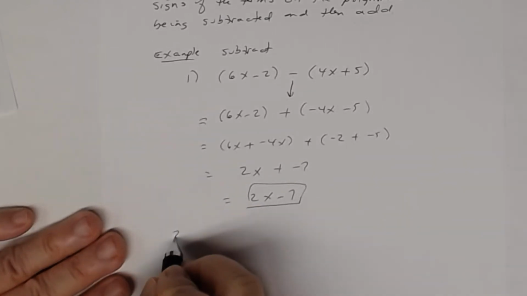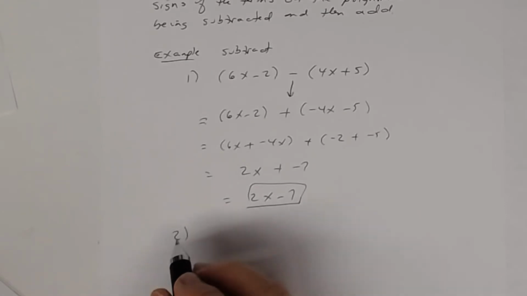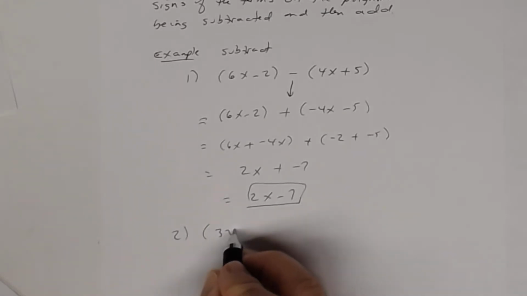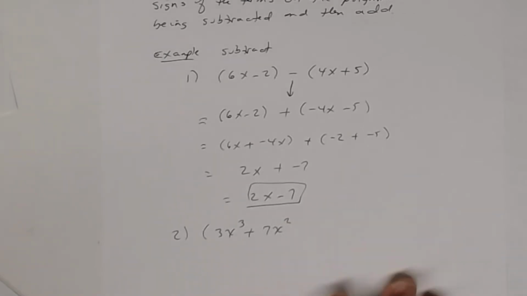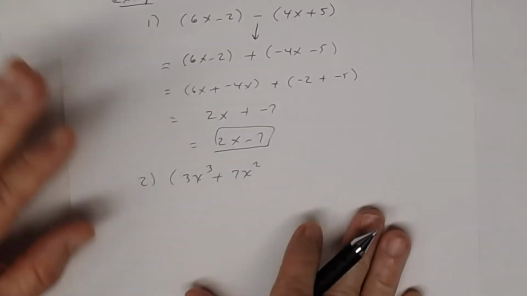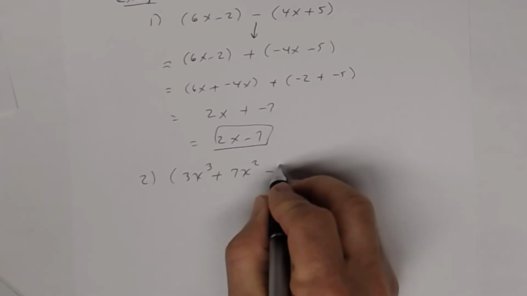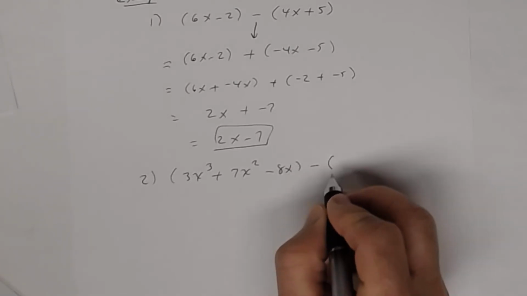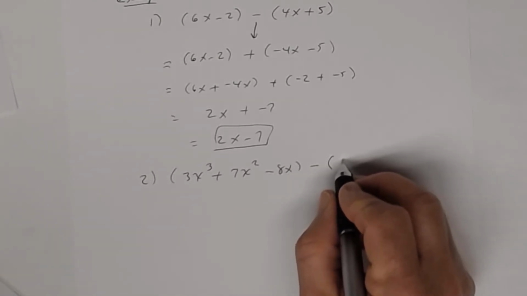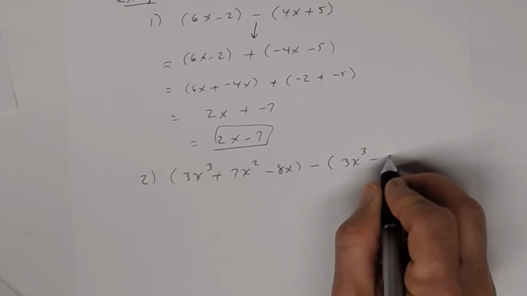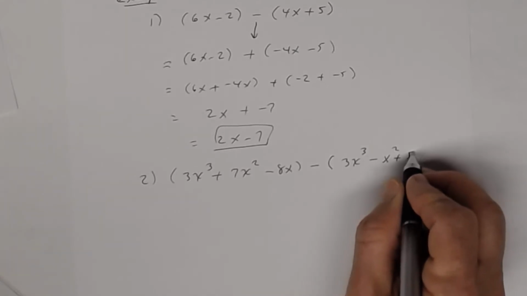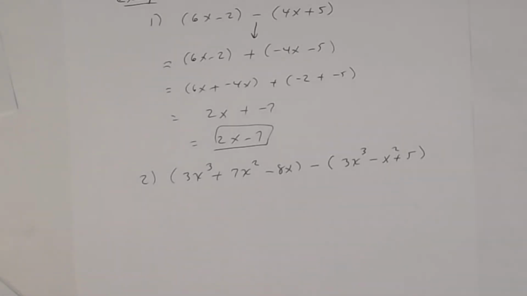All right, number 2. Let's suppose we had 3x cubed plus 7x squared minus 8x, and I'm subtracting this polynomial, which is, let's say, 3x cubed minus x squared plus 5. Okay? Let's say we had that.